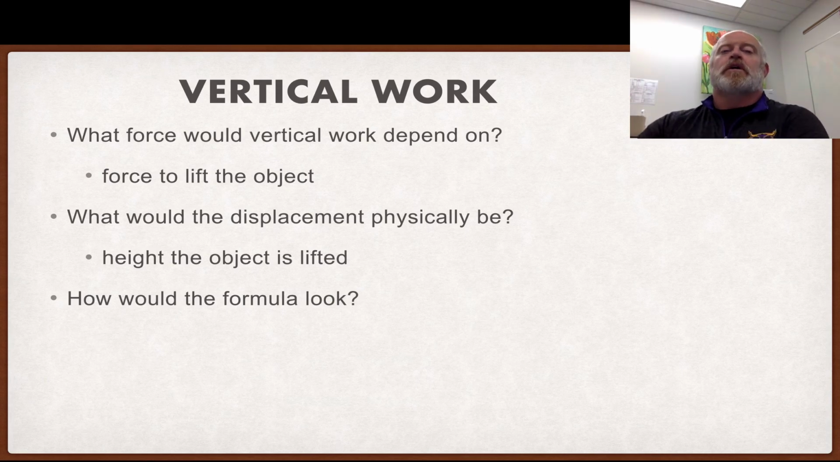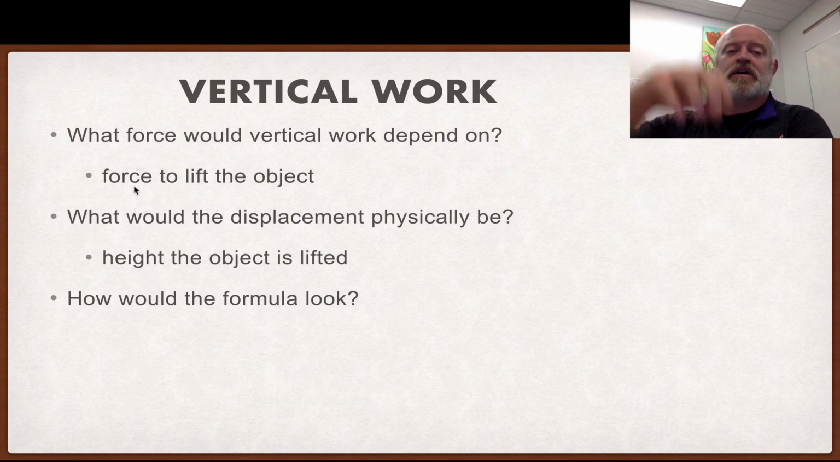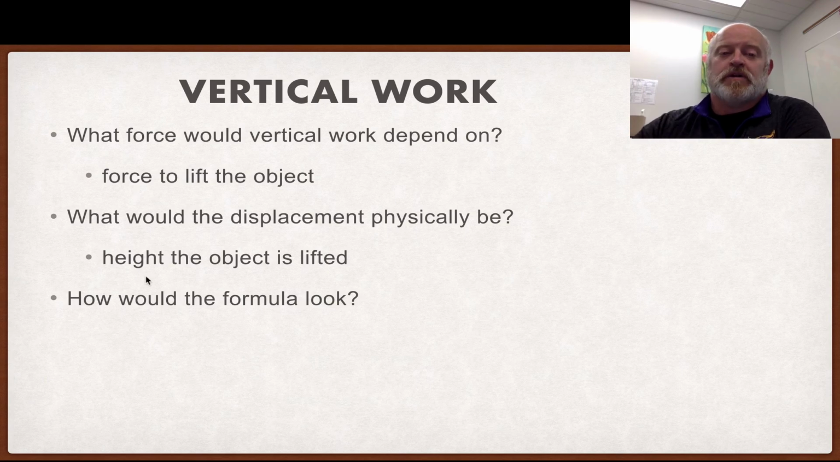Okay, so in terms of what the vertical work depends on, we know a little bit more about vertical because we know the acceleration of gravity, and we know that we're fighting against this force of gravity. So what does vertical work depend on? Well, it's the force it takes to lift the object. And what's your displacement going to be? Well, we could replace displacement with height. So basically, it's the force it takes to lift it up, and how high we lift it.